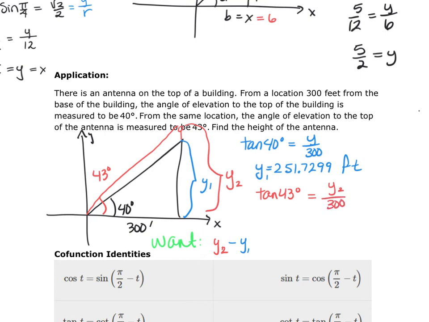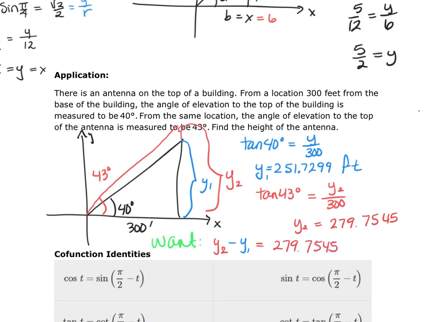Again, I'm going to make sure I'm in degrees, and I'm going to do the tangent of 43 degrees. The tangent of 43 degrees is 0.9325 something. I'm going to multiply that by 300. And so when I do that, I've got my y sub 2 is equal to 279.7545. Now, what I want is the difference between the two. So I'm going to go ahead and find the difference between the two.